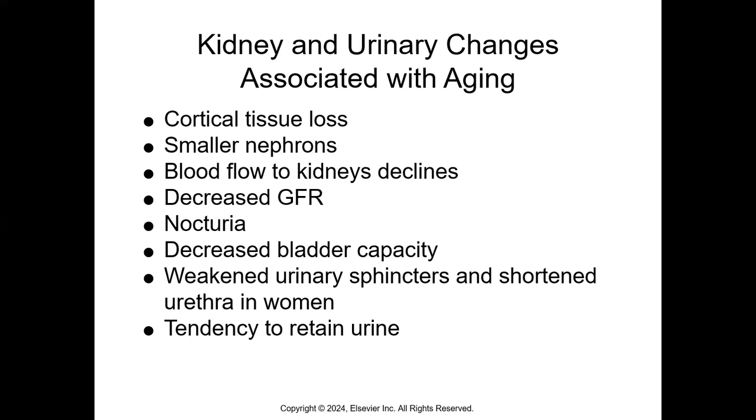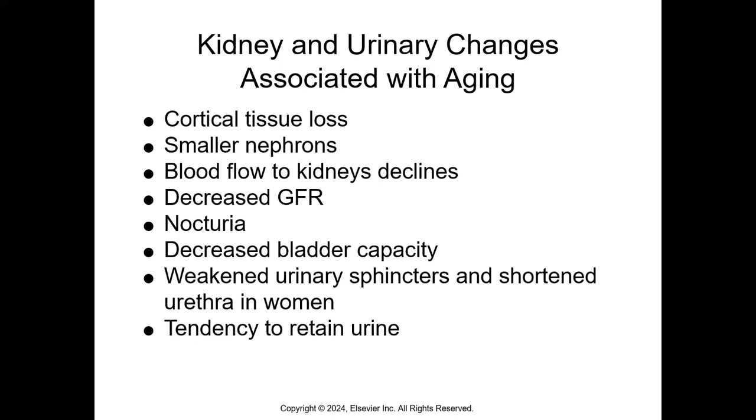So at 40, it's about 90%, at 50, then it's about 80% of the blood flow that you had when you were younger. So your glomerular filtration rate, how fast you're actually processing the fluid that's being brought to the kidney, is decreased. You also tend to have nocturia. This is where you have to get up to pee at night.